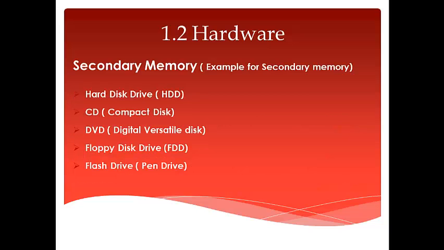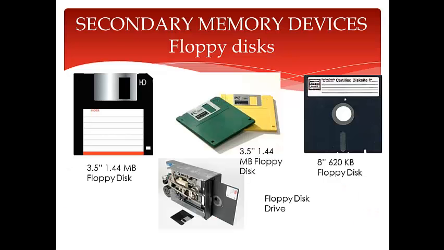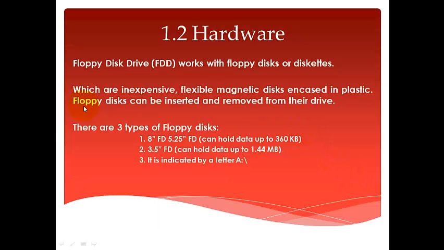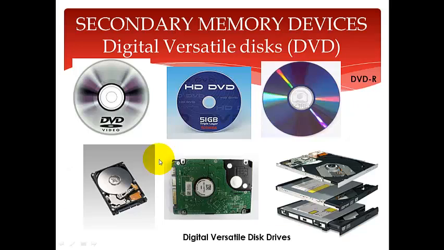Examples for secondary memory: hard disk, which can be called HDD, compact disk (CD), DVD (digital versatile disk), floppy disk, and flash disk. So floppy disks are inexpensive, flexible magnetic disks encased in plastic. The floppy disk can be inserted into or removed from the drives. There are three types of floppy disk: 8-inch, 5.25-inch, and 3.5-inch.